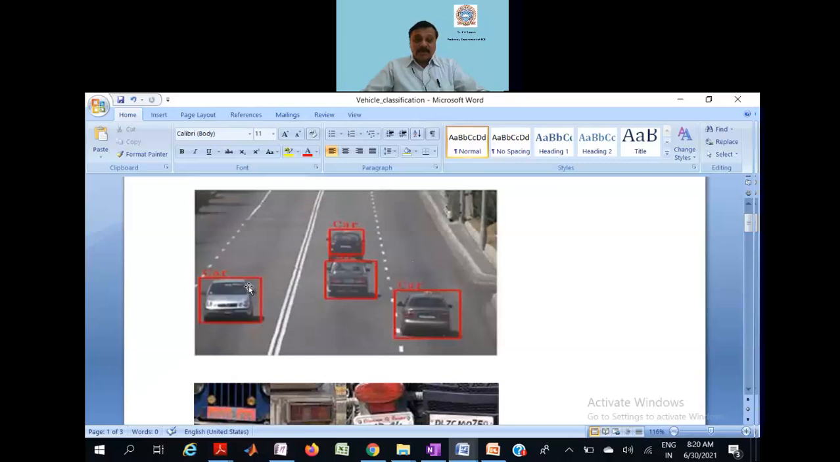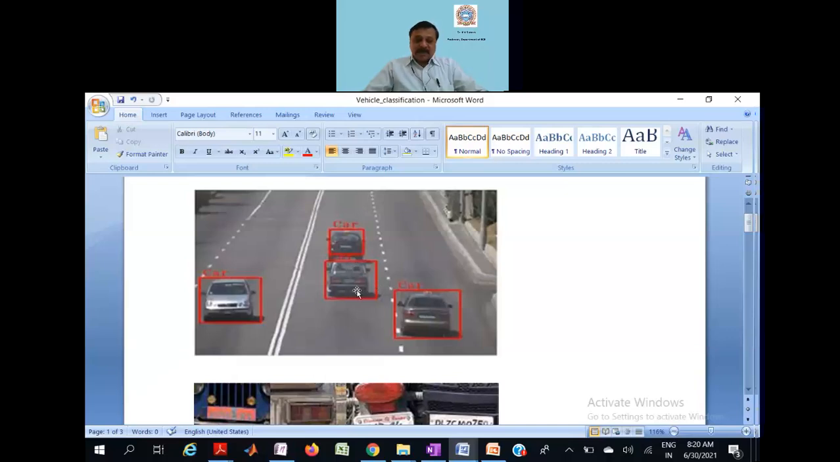Irrespective of whether the car is approaching you or going away from you, you should still be in a position to recognize it. So the challenge here is that you cannot expect the car always to be moving towards you. You can expect the car to be moving away from you unless it is a one way.